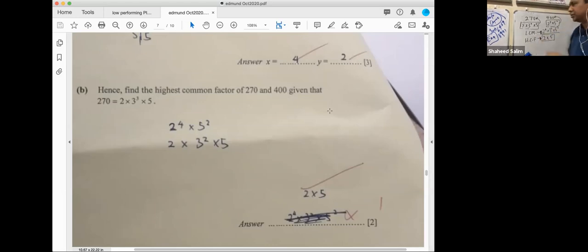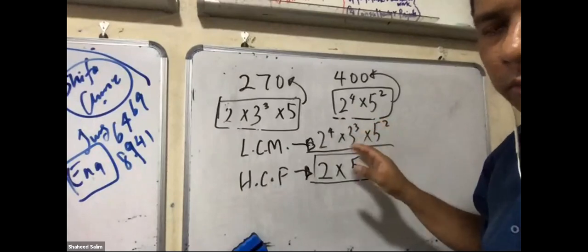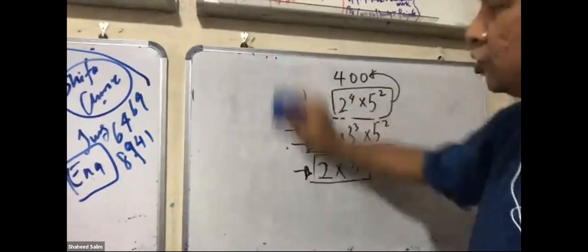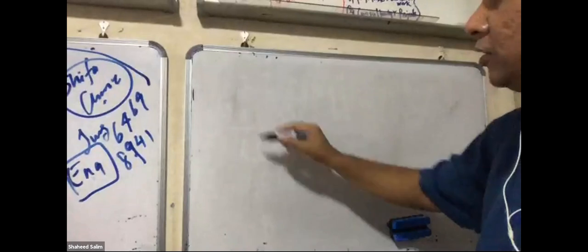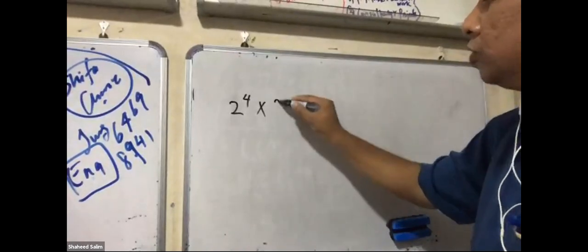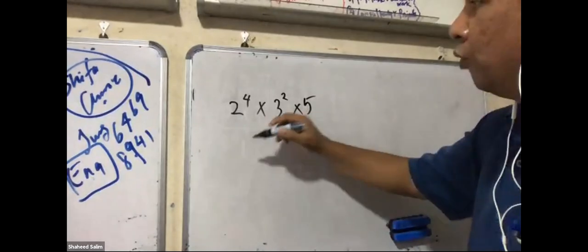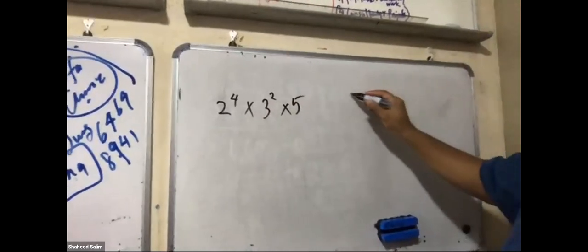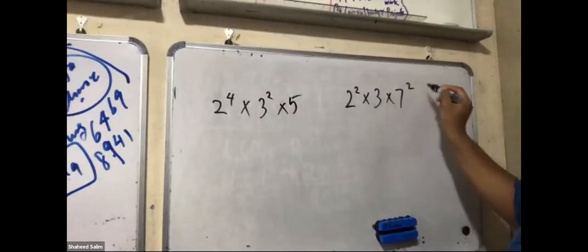Okay, I'll give you my own question now. Okay, yeah? I want you to find the HCF and LCM. I'm not even giving you the numbers. I just give you the prime factorization. It's 2 to the power 4 times 3 to the power 2 times 5. This is one number. Another number is 2 to the power 2 times 3 times 7 to the power 2.